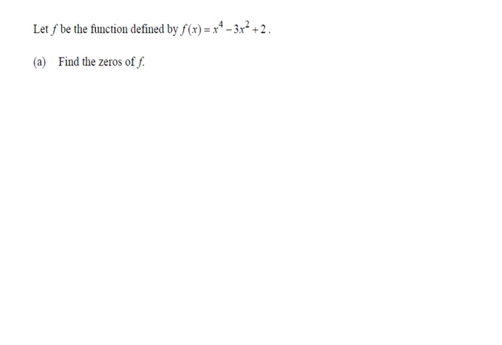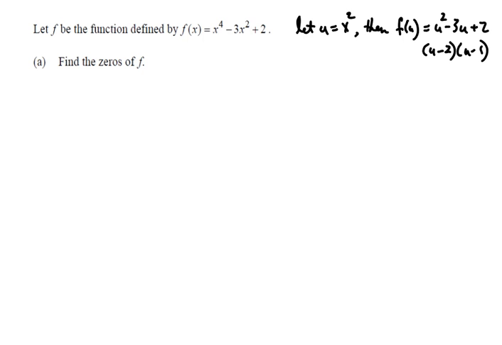Another way to do this is to solve this in quadratic form. It's not a quadratic. However, if we let u equals x squared, then we would have the quadratic f of u is equal to u squared minus 3u plus 2, which then factors to u minus 2 times u minus 1, and that will equal 0 when u is equal to 2 or u is equal to 1.